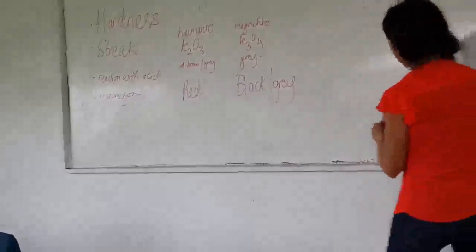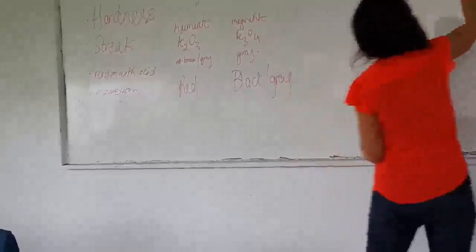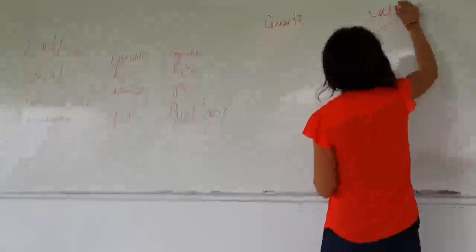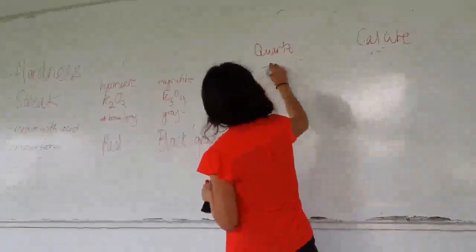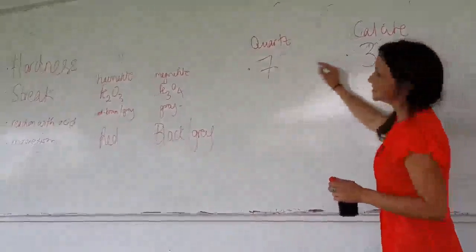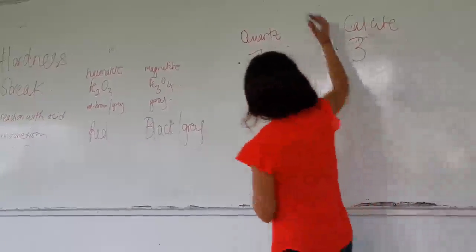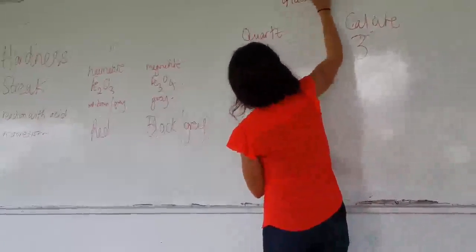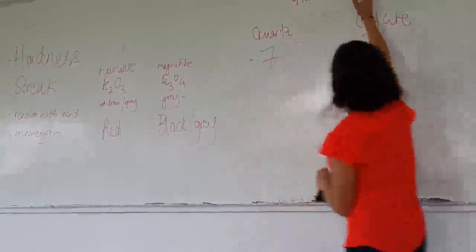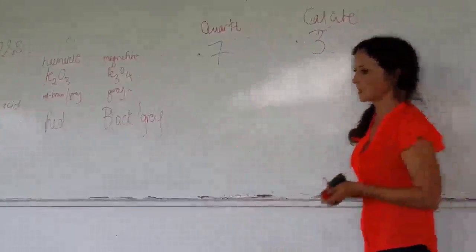You don't know what they are. One's quartz, one's calcite. So quartz has a hardness of 7, calcite I think has a hardness of 3. So you can easily figure out which one's which just by, if you have a glass plate which has a hardness of 5.5, it'll be able to scratch calcite, but it won't be able to scratch quartz. That's an easy diagnostic tool.